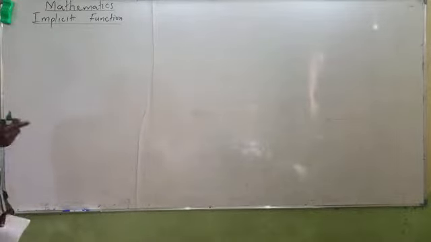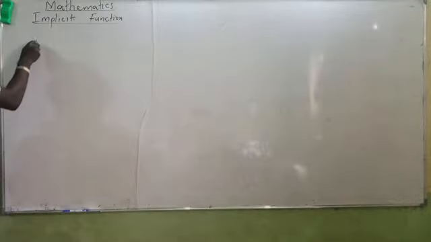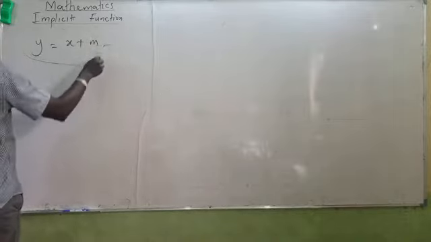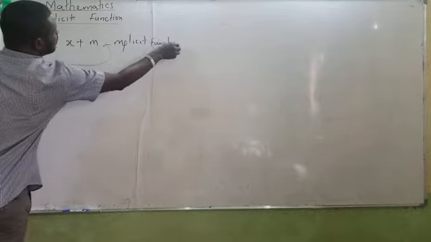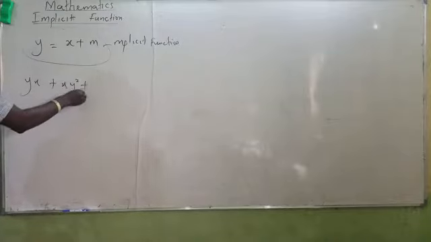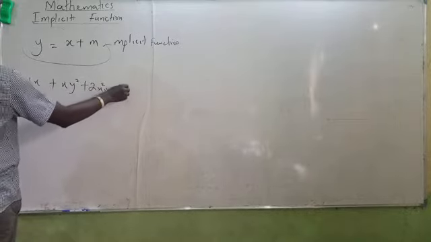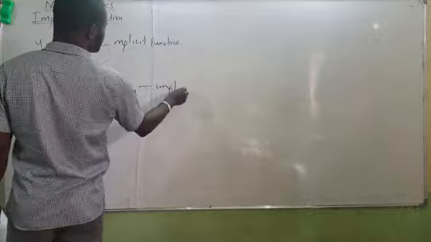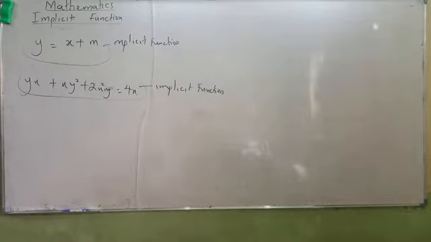When we talk about implicit, all that we have been doing in the previous videos was explicit. I've told you that y equals x squared plus x. This is an explicit function. Now, when I have it in the form of xy plus x plus 2xy equals 7x, this is called an implicit function. Please take note of that. Very, very important.